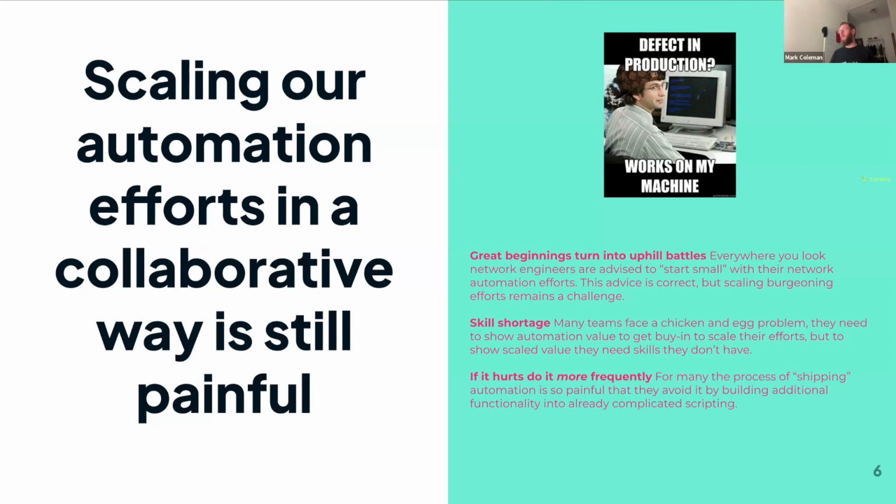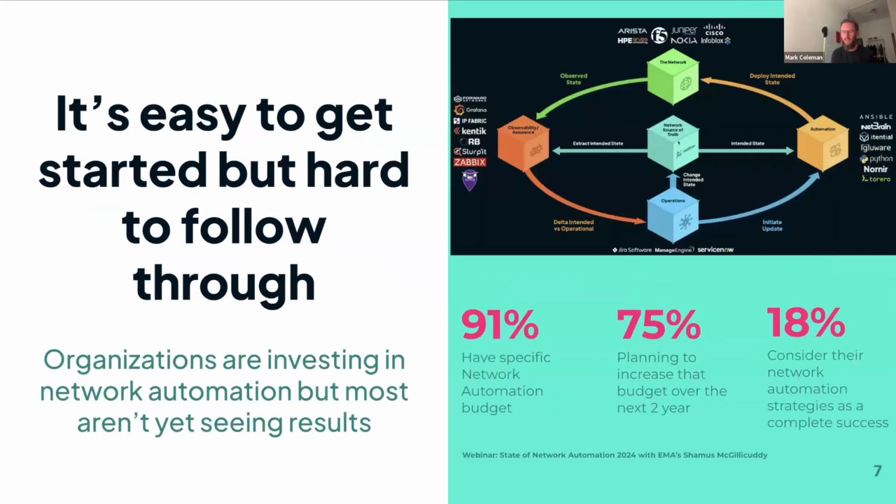All right, let's keep on this a little bit because this next slide is, I think, kind of interesting. This is some more research from EMA from Seamus McGillicuddy, which basically brings together everything we've been seeing, but puts a bit of numbers on it. We say up here it's easy to get started but hard to follow through, and we see this in the numbers, right? 91% of organizations surveyed have budget for network automation. That's a huge leap from just a few years ago. 75% are planning to spend even more. But 18% say that it's working, right? So what we're seeing is a ton of money flowing in, an accelerating amount of money flowing in, and not a ton of success yet.